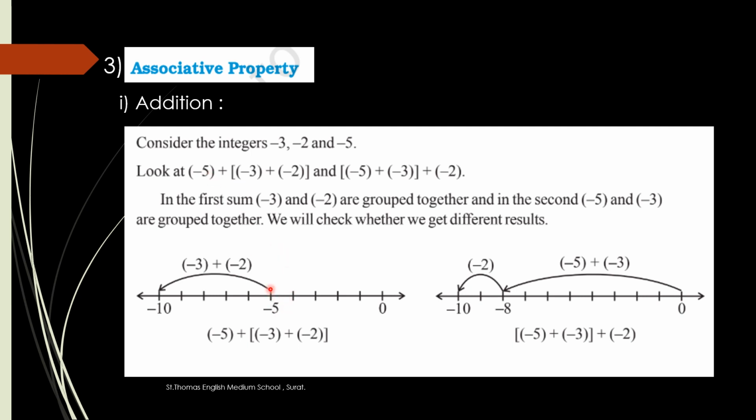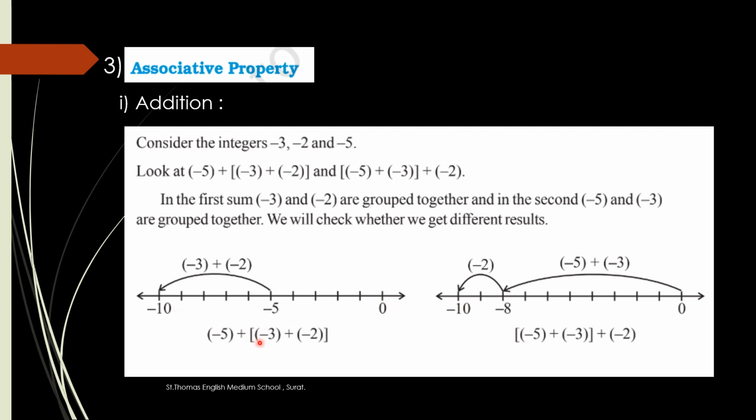So again -5. So 1, 2, 3, 4, 5. So what is the answer here? -10. It's clear? Now we will go to the next one. -5 plus -3. So 1, 2, 3, that is -3, and 1, 2, 3, 4, 5, that is -5. So what is the answer? -5 plus -3, answer is -8, plus -2. So -8, again -2, go to left side, 1, 2. So what is the answer? -10. So both answers are same, right?